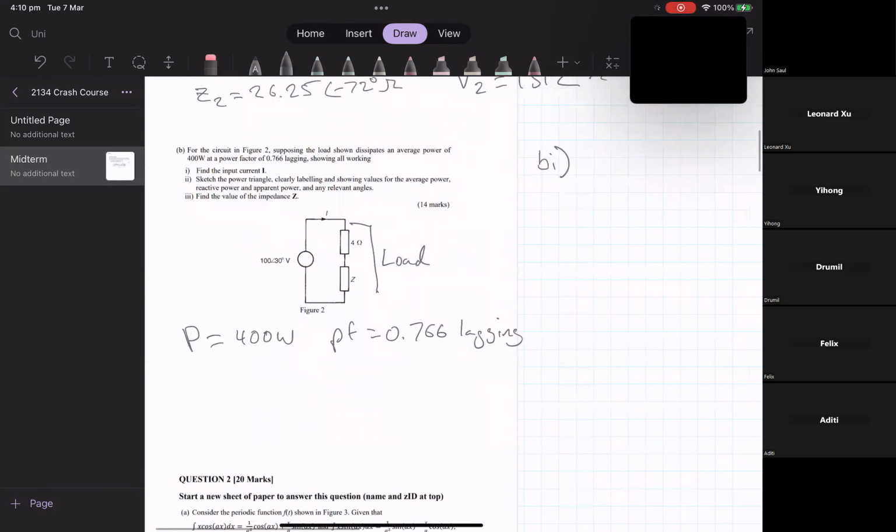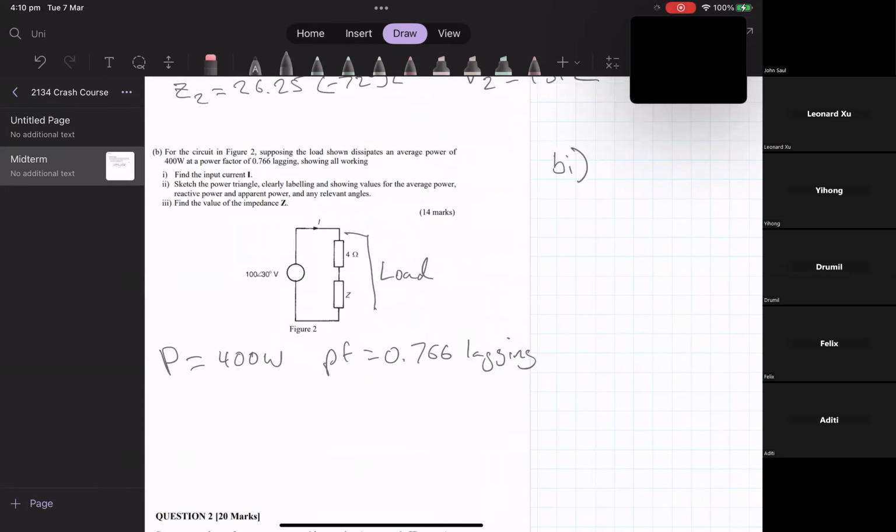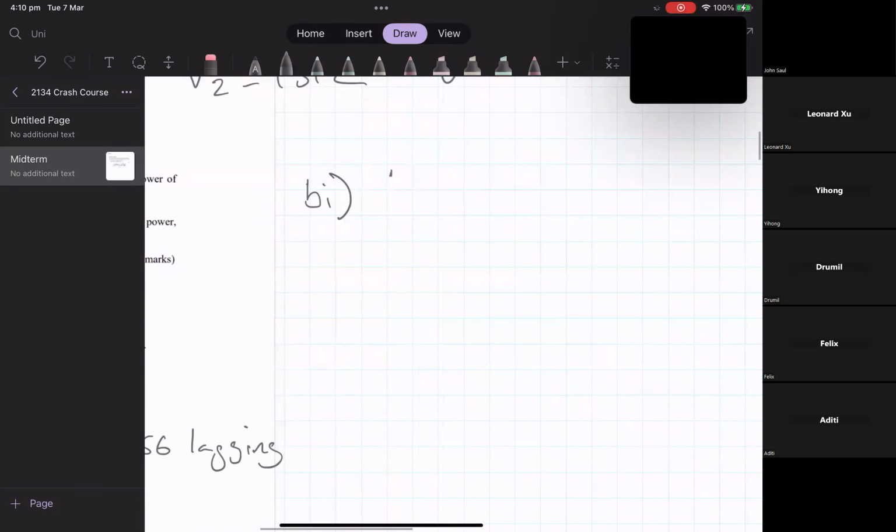So for the first part, it's finding the total current in this circuit. To do that, we can use the power and the power factor. If you remember our formula for the average power, that is half voltage maximum, current maximum times the power factor. And that should be clear from your work in labs and lectures.